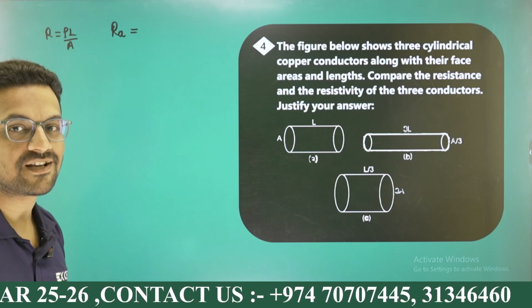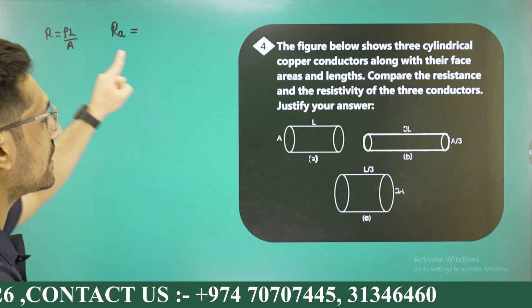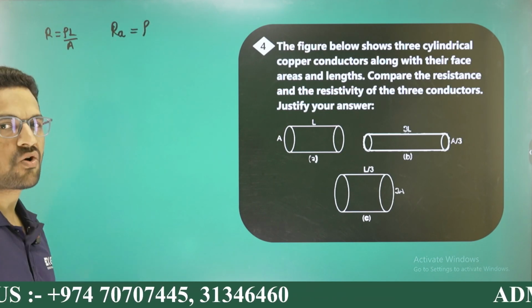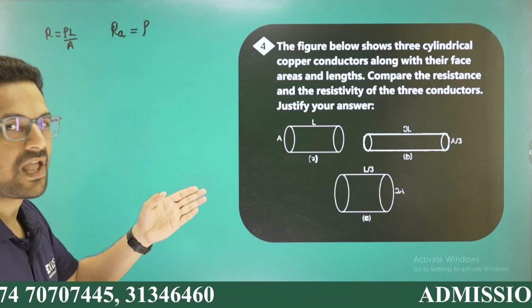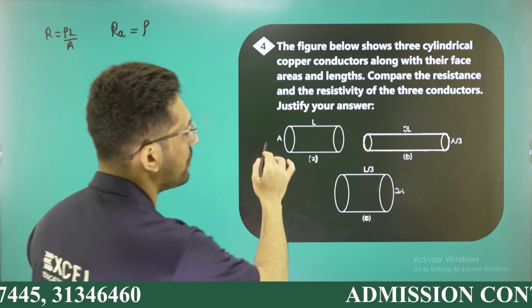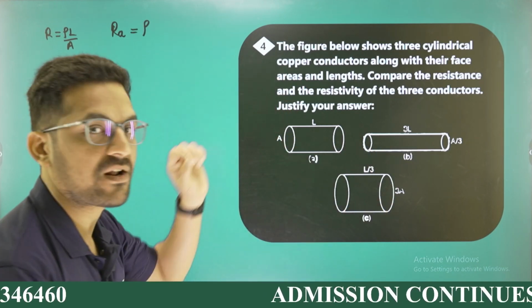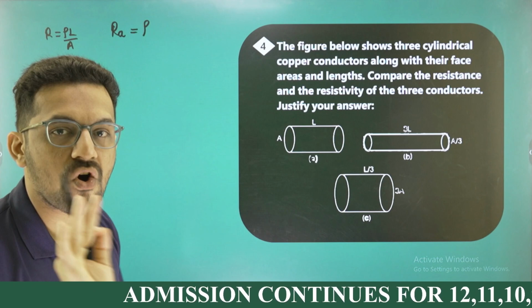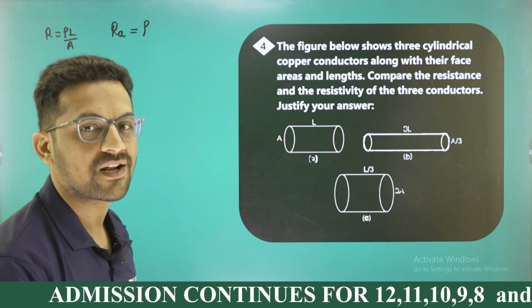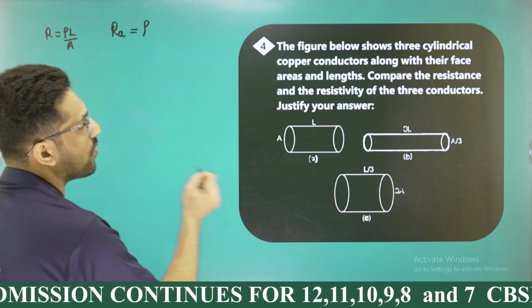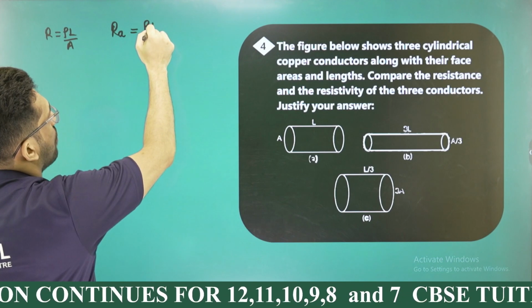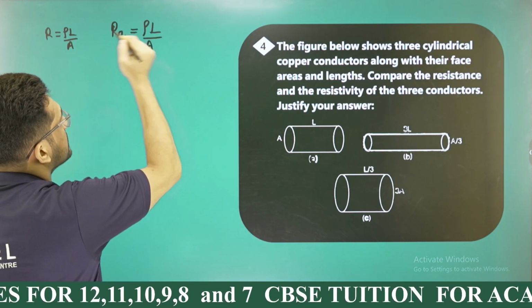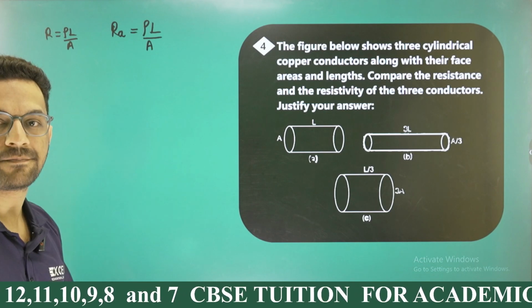We know that, right? So, according to this equation, what is RA? RA is rho L by A. Why is there only rho? Why is there no rho A or rho 1? Because every conductor is made of copper. So the resistivity of every conductor will be the same. Understood? Okay. So rho, what is the length? L. So rho L by A, where A is the area. This is the first resistance, rho L by A.